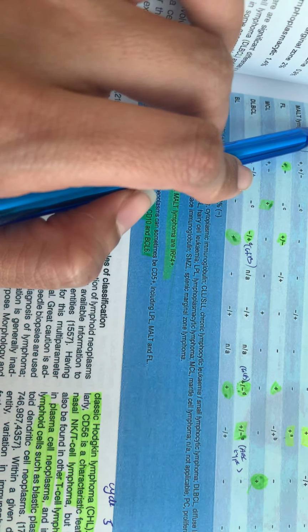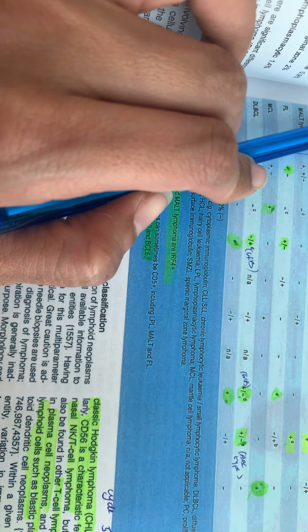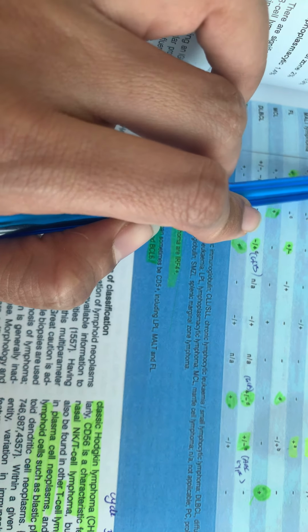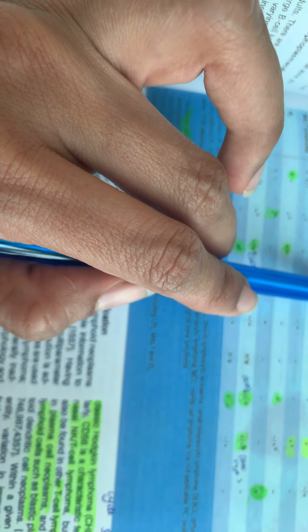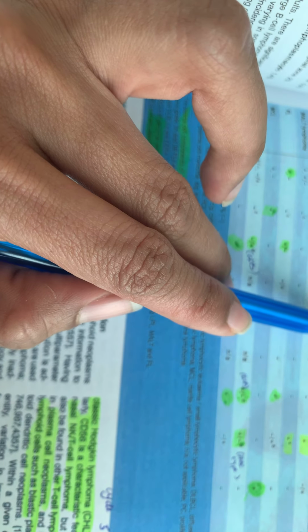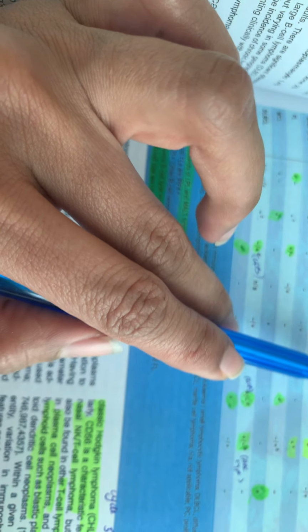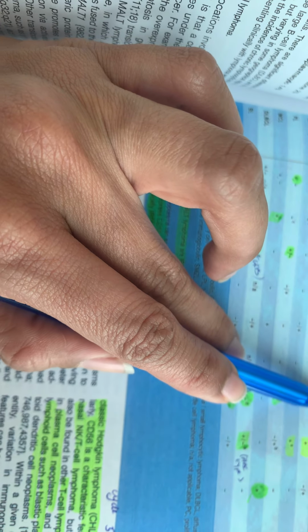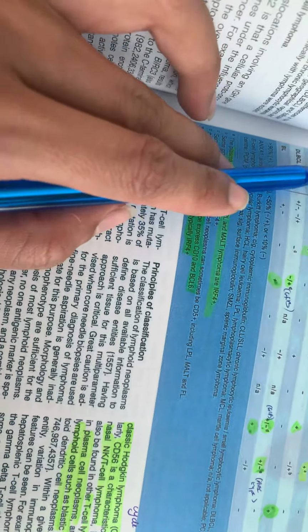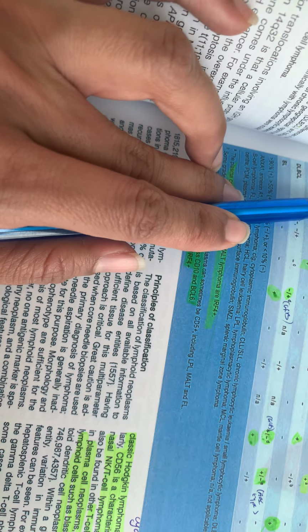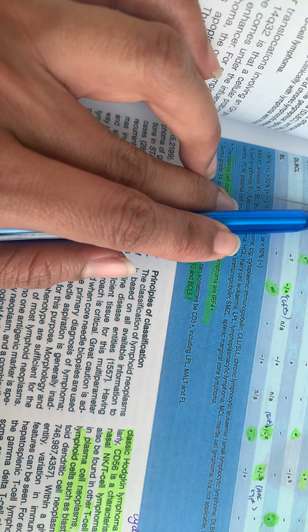Then we have the splenic marginal zone lymphoma. It has surface immunoglobulin but doesn't have cytoplasmic immunoglobulin. It is CD5 negative, CD10 negative, CD23 negative, CD43 negative, because it's a marginal zone, and BCL6 is negative, and MUM1 also is usually negative, right?